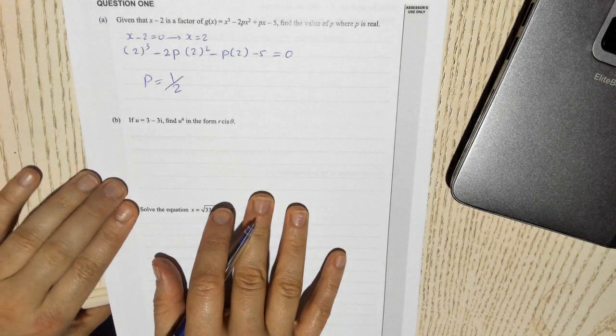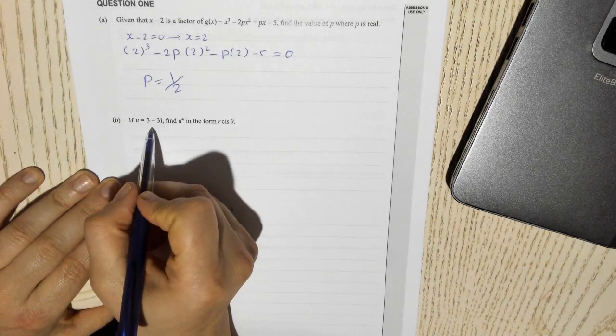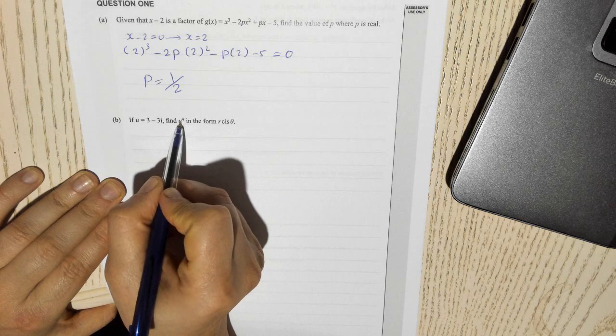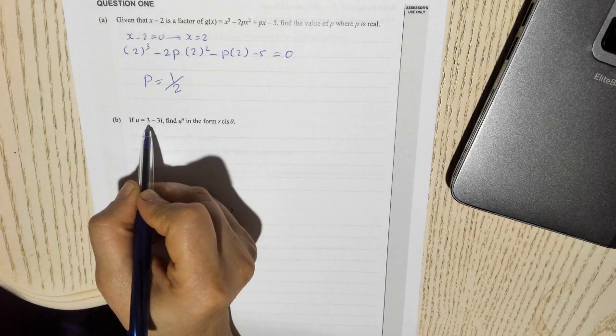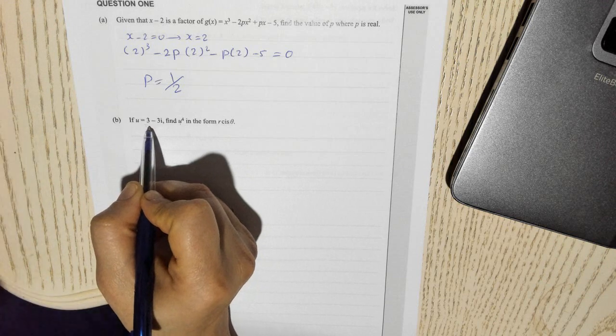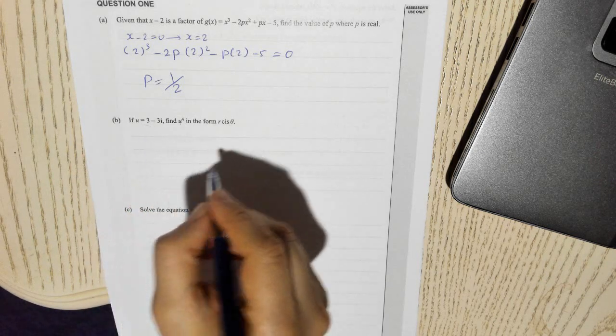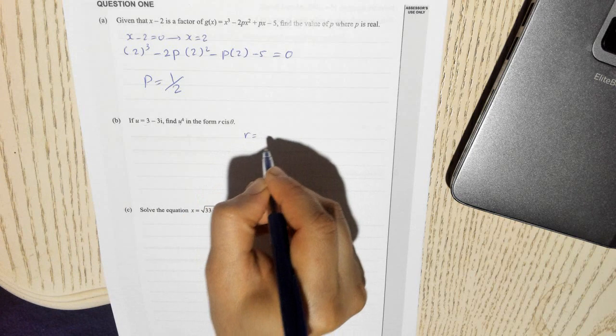Okay. Now the next one here, I've got u, and I need to find u to the power of 4. As we said, we can't expand this 4 times, so it's easier to change this into polar format. To change it into polar format, you write the r value, which is the square root of 3 squared plus 3 squared, and that gives me 9 plus 9, which is 18. Then I will have to find the theta.